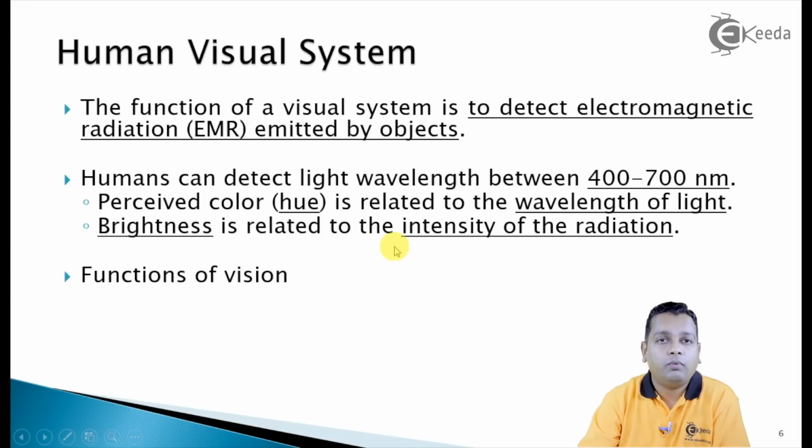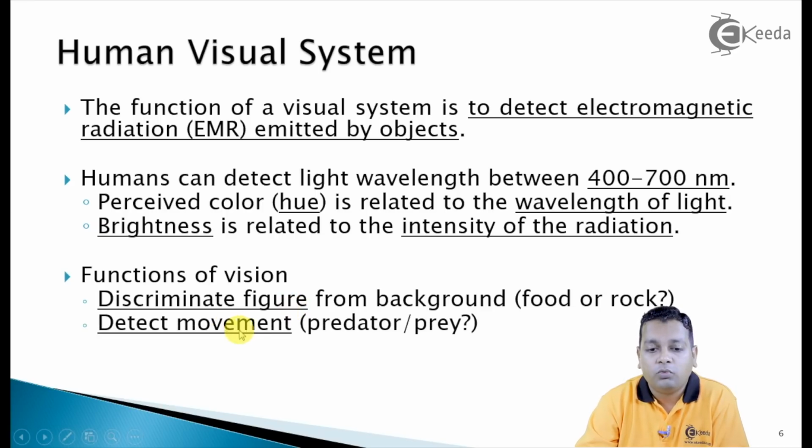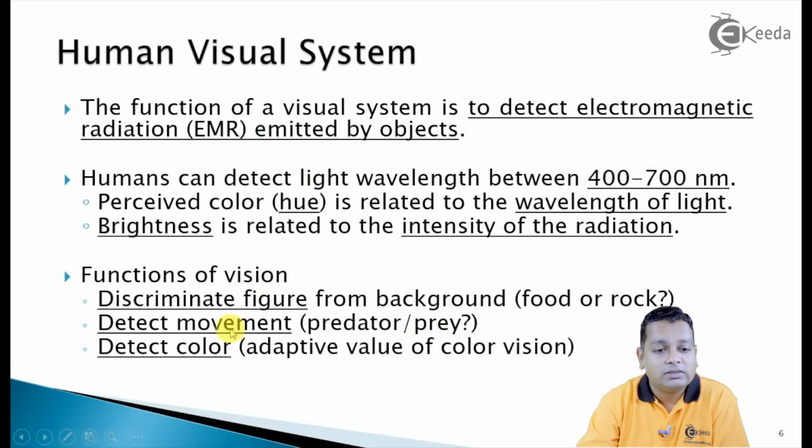The functions of vision can be given as discriminating the figure from the background. For example, the food or the rock in the figure should be discriminated. Another is to detect movement, for example, in the case of a predator and a prey, which object is a predator or prey has to be detected by the human visual system. Next is detecting color. This is the adaptive value of color vision.